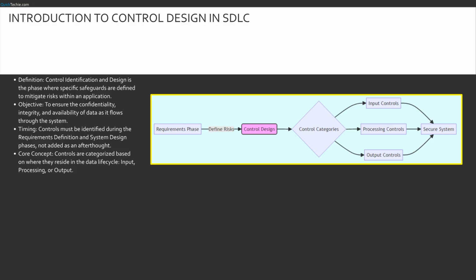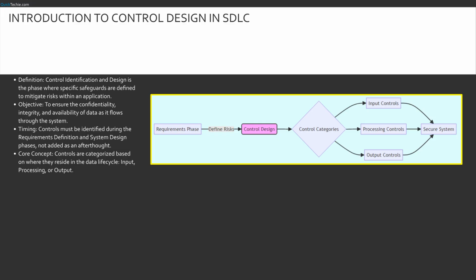Let's get started. Let's begin by understanding where we fit in the development lifecycle. Control design isn't something you do after the code is written. It's a fundamental part of the design phase. When we acquire or develop systems, we are essentially building a machine that processes data. If that machine lacks internal brakes and safety guards, it will eventually crash. Our goal is to identify necessary controls early, specifically during requirements definition and system design. We categorize these application controls into 3 buckets: input, processing, and output. This framework helps us ensure that data entering the system is valid, that the processing logic is sound, and that the final results are accurate and secure.